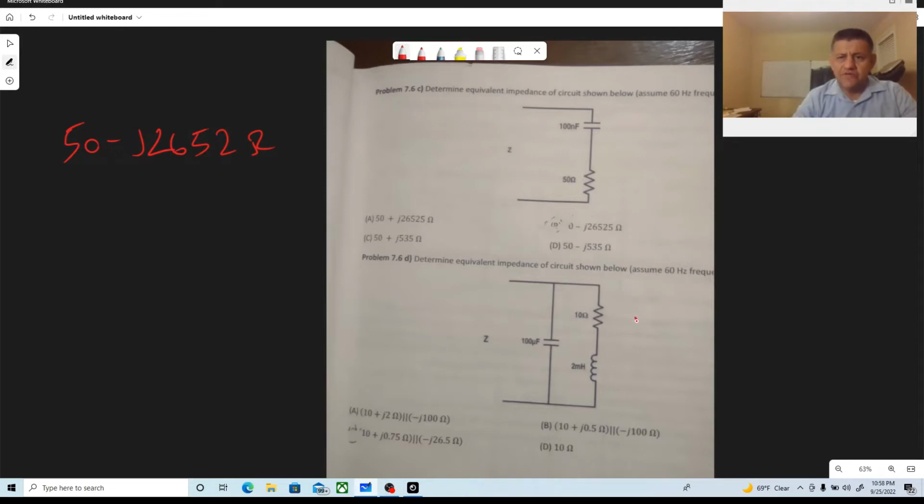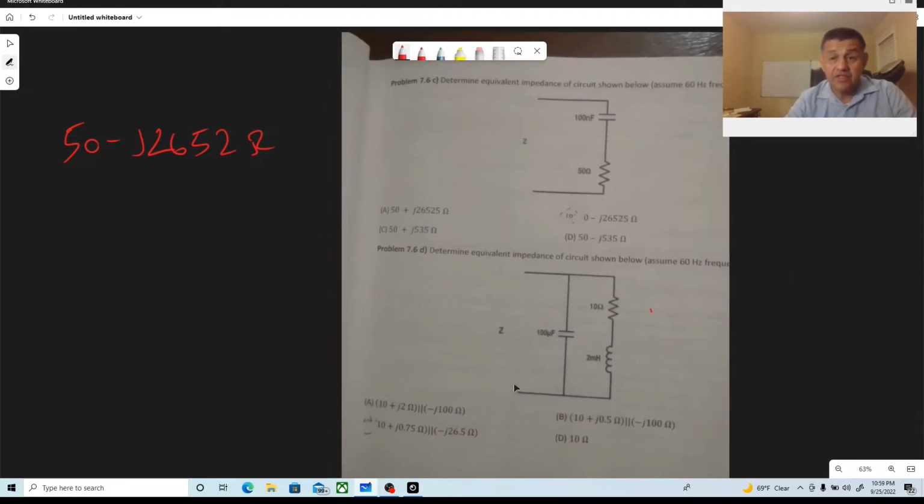The first problem says determine the equivalent impedance of the circuit below when we assume that the frequency is 60 hertz. Then we will do the second problem. It's the same thing, just with a different configuration and an extra piece of information. Over here we have a capacitor and a resistor, and here we have a resistor and an inductor. I will show you how to do that. Let me draw the first one.